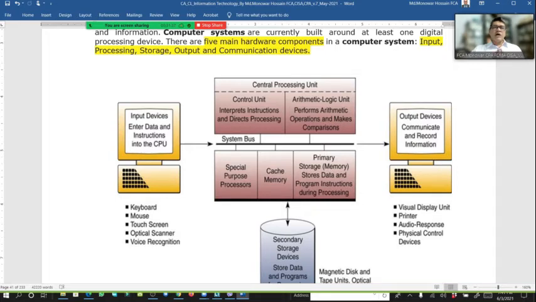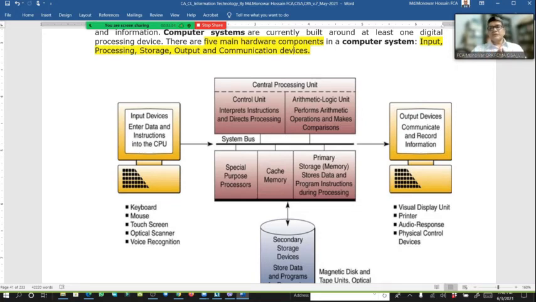So how can we input it? We can input through the keyboard, through the mouse, through the touch screen, through an optical scanner, and through voice recognition. So this is the input device, and this is the input as a component of a computer system, number 1.